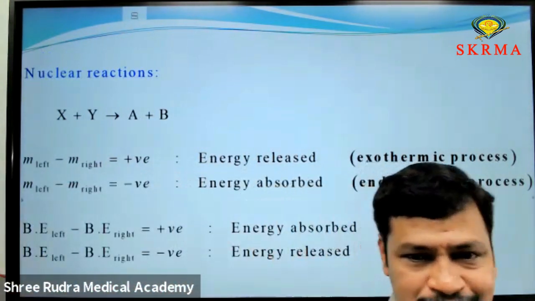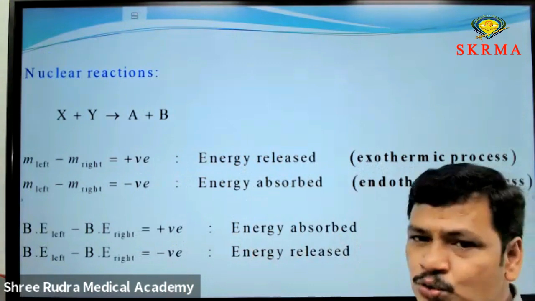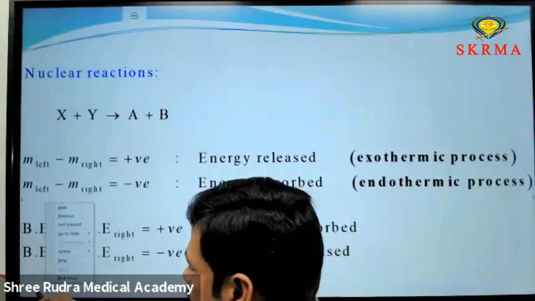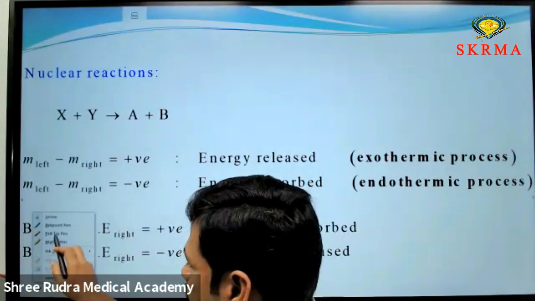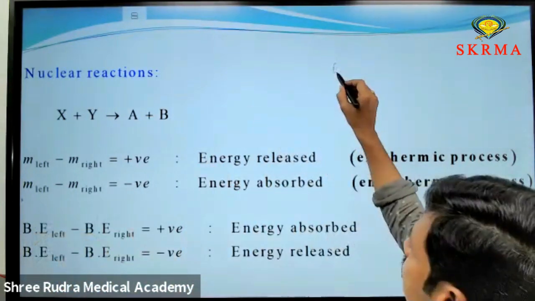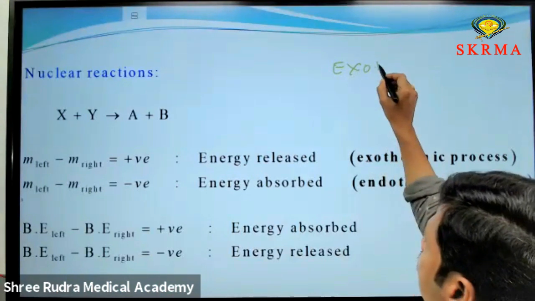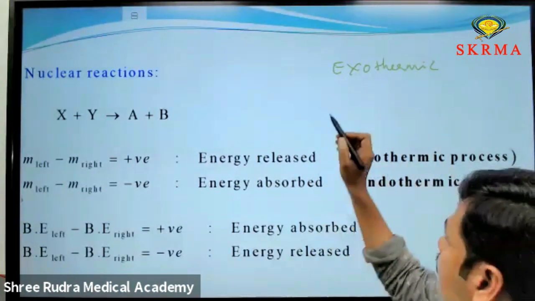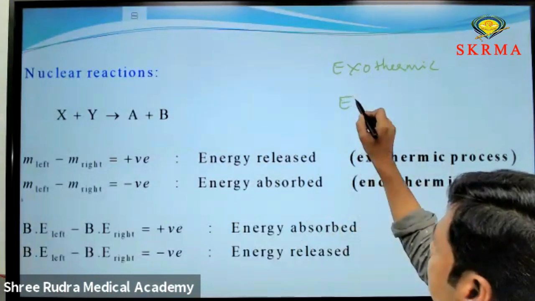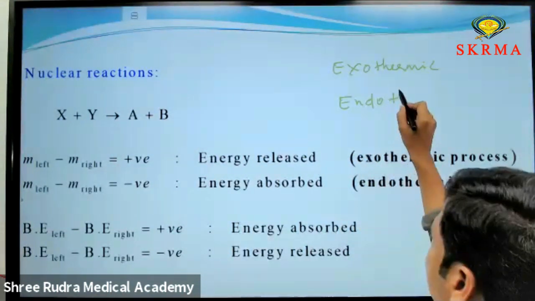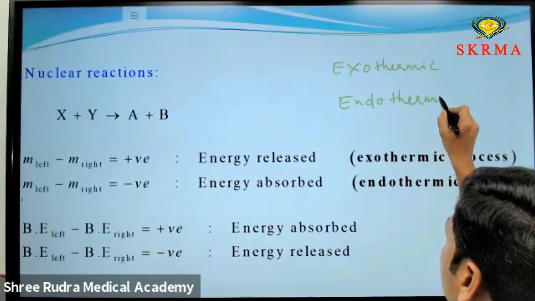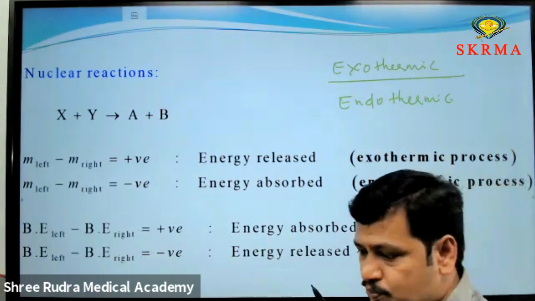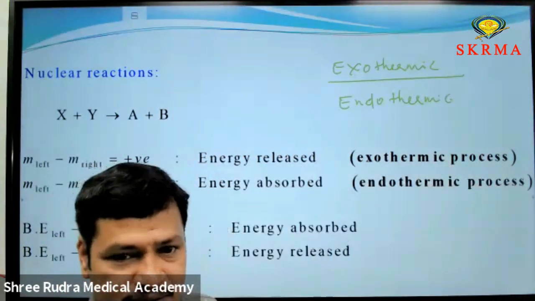Basically the nuclear reactions can be classified into two types. The first one is exothermic reactions. The second type is endothermic reactions. The exothermic reaction is a process in which heat is released.